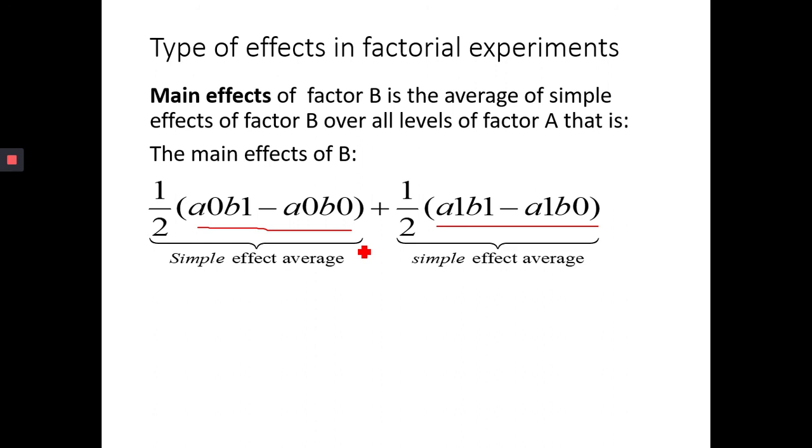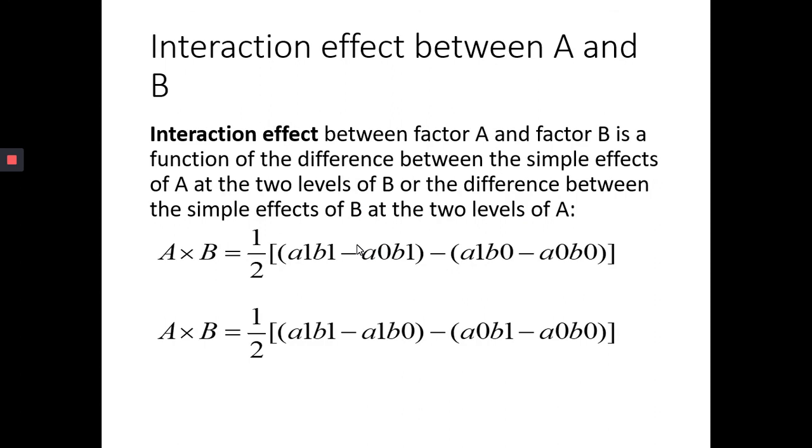Now, what is the interaction effect between A and B? This is very, very important. You see, we now define interaction effect between factor A and B as a function of the difference between the simple effects of A at the two levels of B, or the difference between the simple effects of B at the two levels of A. This is very, very important, ladies and gentlemen.